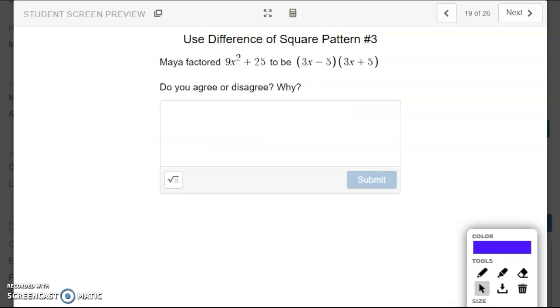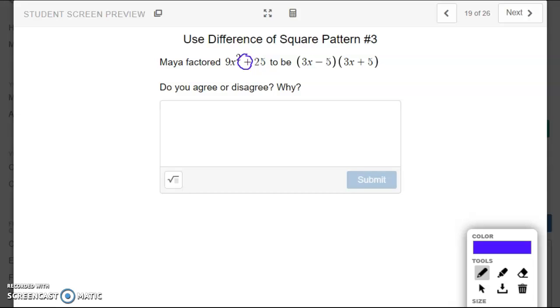Okay, card number 19. Our friend Maya factored 9x squared plus 25 to be 3x minus 5, 3x plus 5. Do you agree or disagree? Well, is this a perfect square? I have 9, which is a perfect square. 25 is a perfect square. But what is wrong with this? We have a plus sign right here, and we don't want a plus sign. This has to be a negative sign. Otherwise, it does not work out.